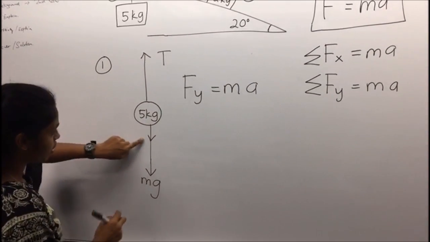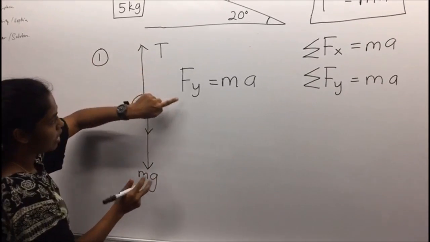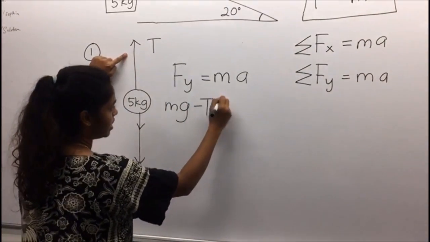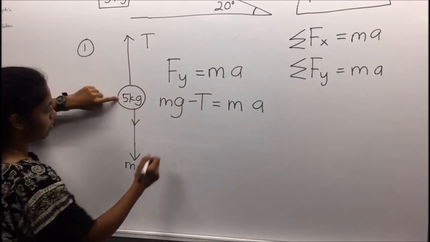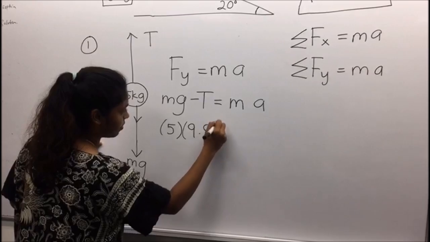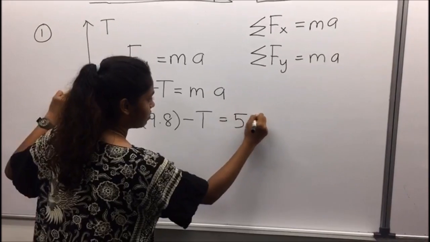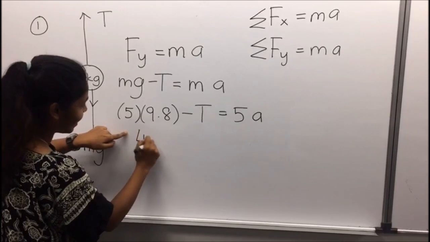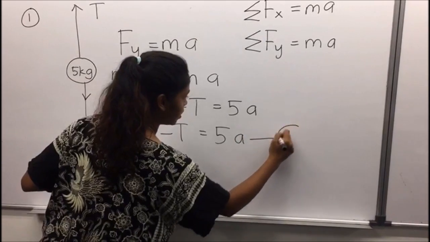As we know, the motion is going downwards. So it is mg minus T equals the net force. mg minus T is equal to our ma. M is 5 kilograms and our gravity is 9.8, minus the tension, equals mass 5 times acceleration. 5 times 9.8 is 49, minus T equals 5a. This gives us our first equation.